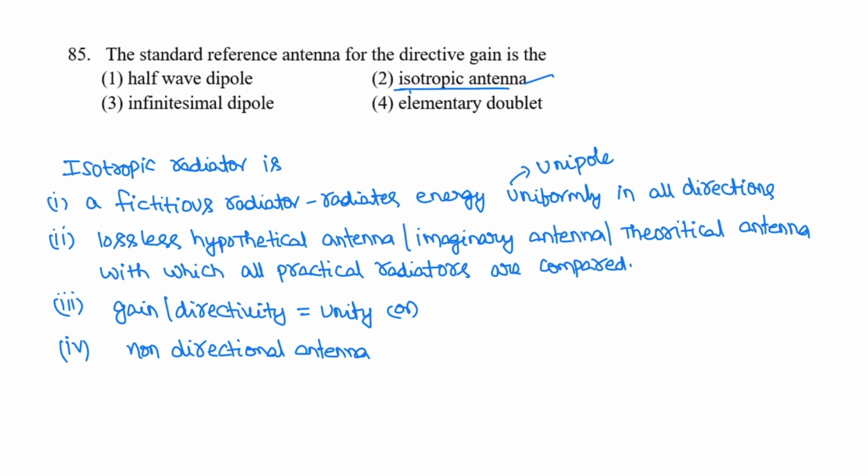Next, this isotropic radiator is also called a lossless hypothetical antenna, or a theoretical antenna, or an imaginary antenna with which all practical radiators are compared. Hence, the isotropic antenna is used as a standard reference antenna for gain measurements of other antennas. Practically, this isotropic radiator doesn't exist. Its gain is unity or 0 dB, and it is a non-directional antenna.